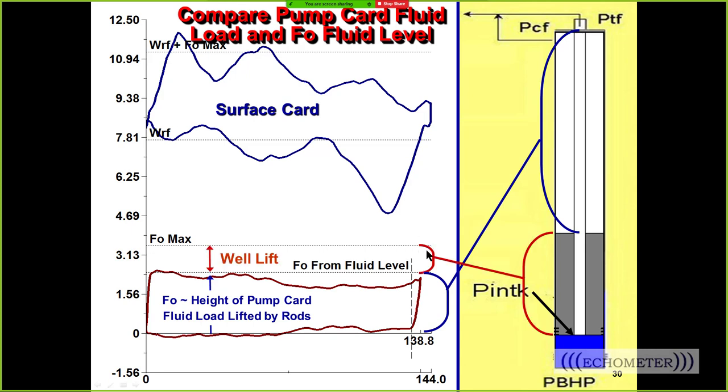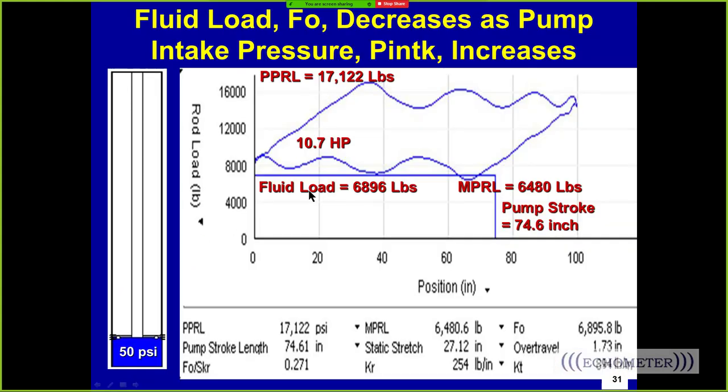And then this distance right here is the pump intake pressure provided by the equivalent gas-free pump height of fluid above the pump. And so the higher the level is, the farther away the pump card gets from FO max. The lower the pump intake pressure, the closer the pump card gets to FO max on the upstroke.